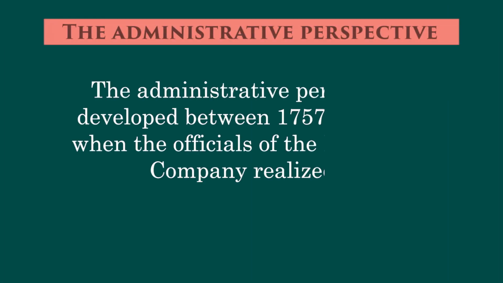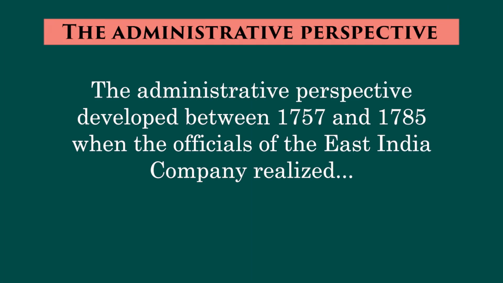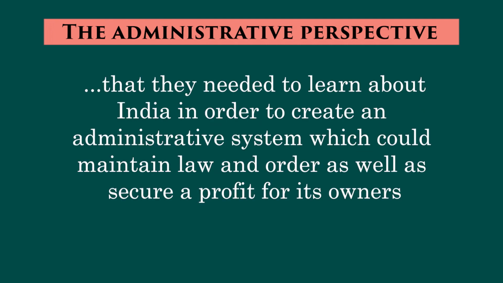Now, the administrative perspective developed at a time when the consolidation of the British rule in India was complete, that is, after 1757 and between 1757 and 1785, when the officials of the East India Company felt that they needed to learn about India, know about India. They wanted to create an administrative system which could maintain the law and order, as well as which would be profitable for the creators of this system of bureaucracy.